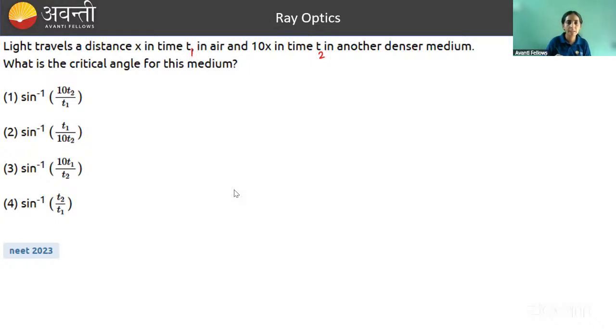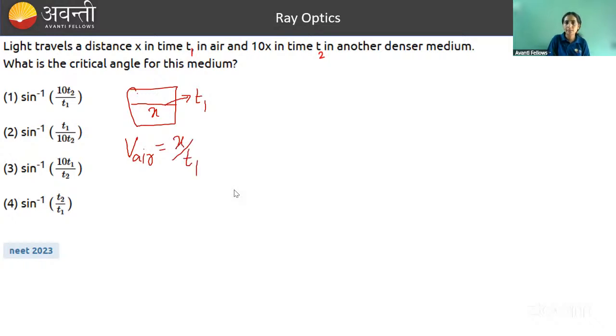Okay, let me explain this to you. Light travels a distance x in time t1. X distance it is covering in time t1 in air. So in air, what will the speed of light be? What will you write for the speed of light in air? x by t1.